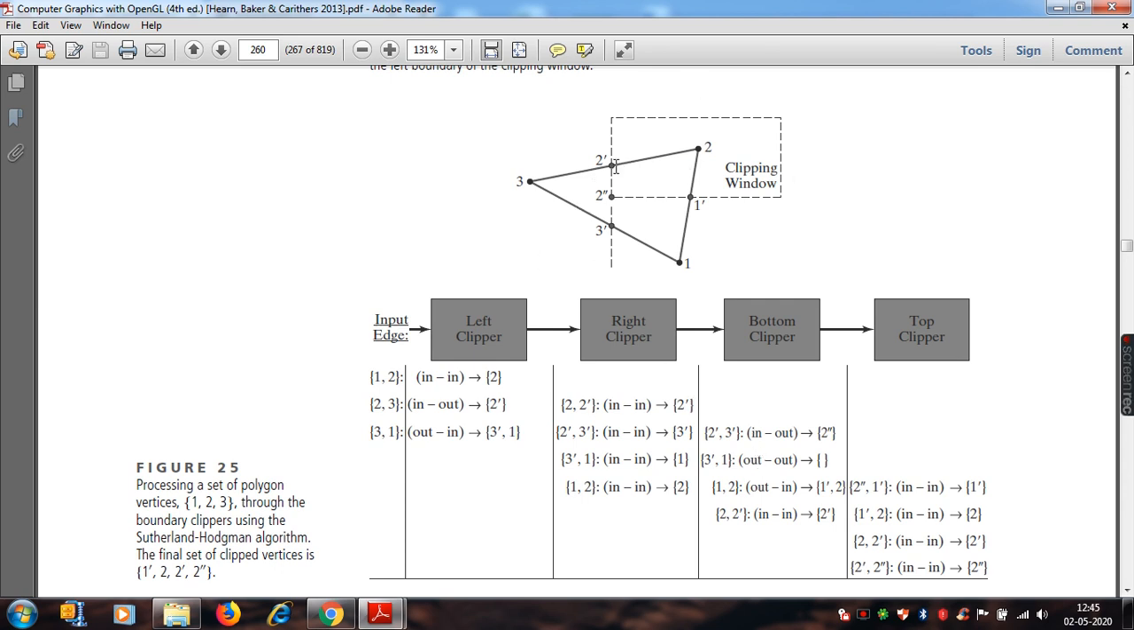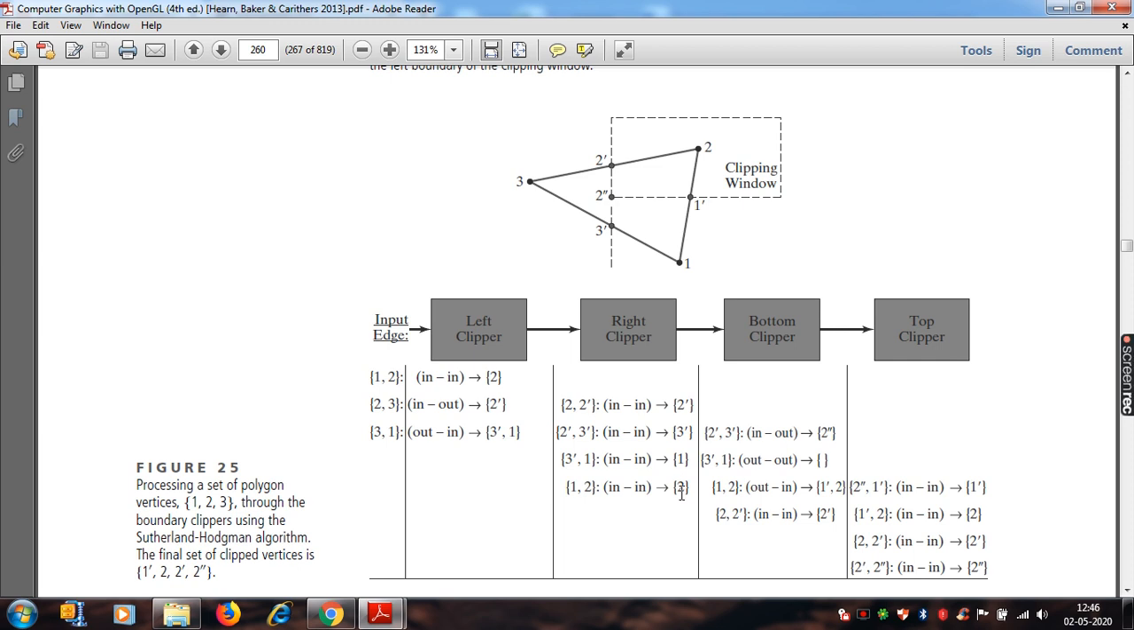Okay, now 2 dash to 3 dash. Both are inside the right side of the window, so 3 dash will be produced as output. Next, 3 dash to 1, both are inside the right side limit of the clip window. So 1 I am going to produce as output. Last we have 1 to 2, both are inside the right side of the clip window. So output produced is 2.